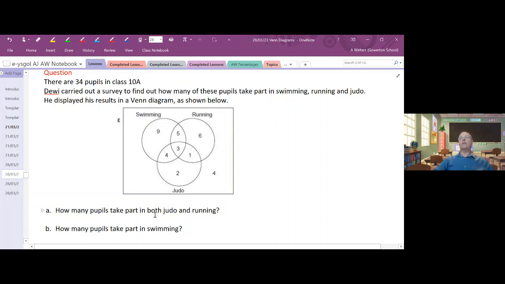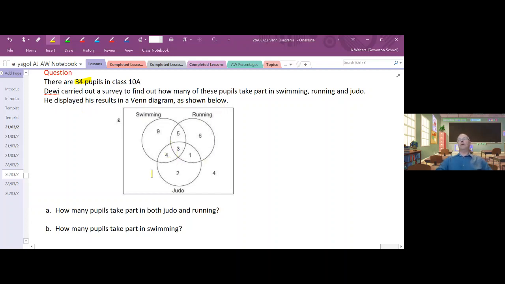So with this question, it's about highlighting certain things again. 34 pupils in a class. Someone's carried out a survey to see how many of these pupils take part in swimming, running or judo. He displays his results in the Venn diagram as shown below. So there's all the information.